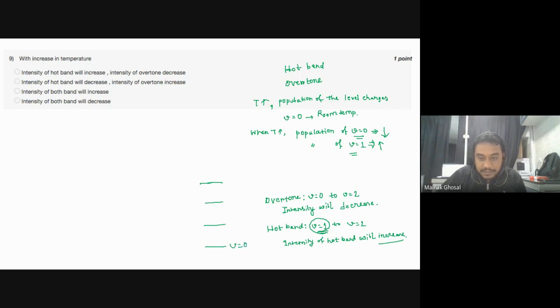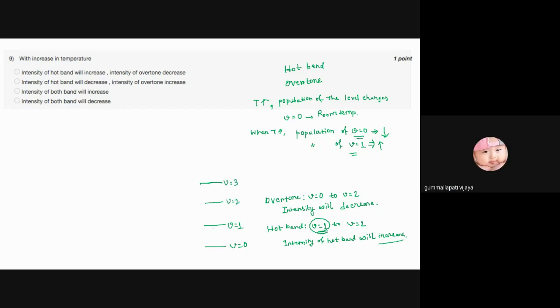This is the V equals 0 state. This is your ground state. This is your first excited state. This is your second excited state. This is your third excited state.